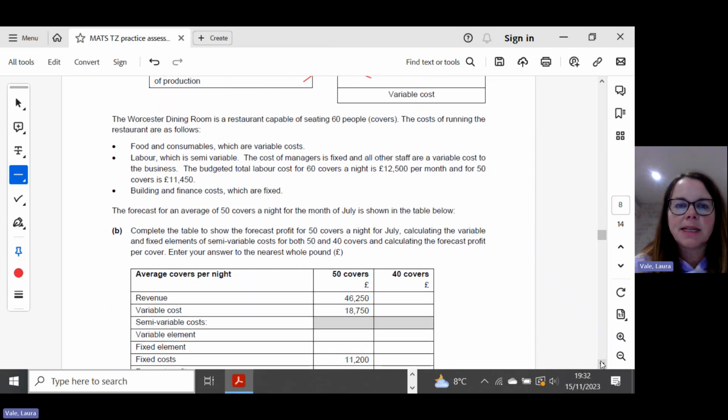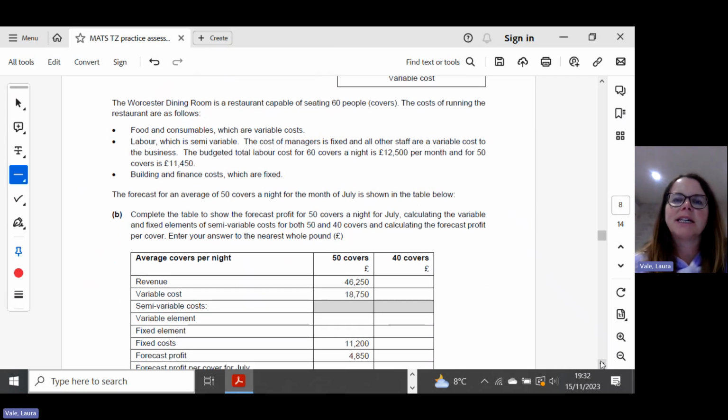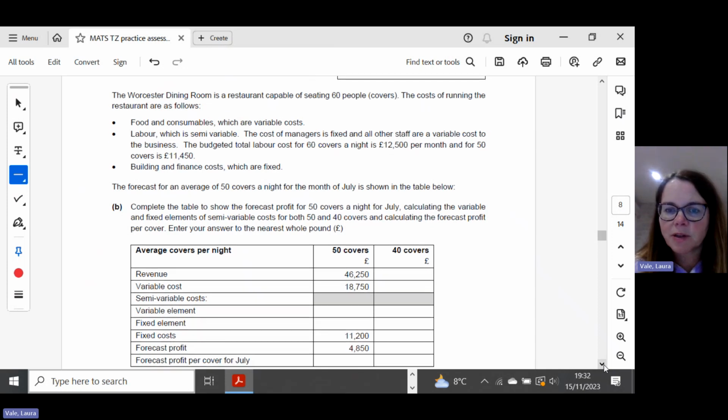The Worcester dining room is a restaurant capable of seating 60 people or covers. The costs of running the restaurant are as follows. Food and consumables are variable, labour is semi-variable, come back to that in a minute, and building and finance is fixed. The forecast for an average of 50 covers a night is shown below, and we have to complete the table to show the profit for 50 covers. We've got to calculate the variable and fixed elements for both and calculate the forecast profit. So in other words, we've just got to fill in this table.